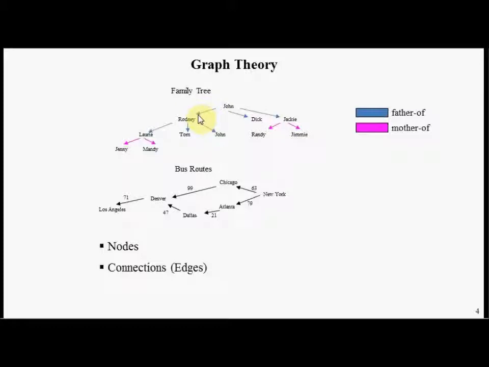Sometimes in graphs, you have a semantic relationship associated with these arrows. In this family tree graph, we have a father-of relationship and we have a mother-of relationship. Sometimes with graphs, you have scalar values associated with the connections. In this bus routes example, the scalar value represents the cost of going from one city to another.